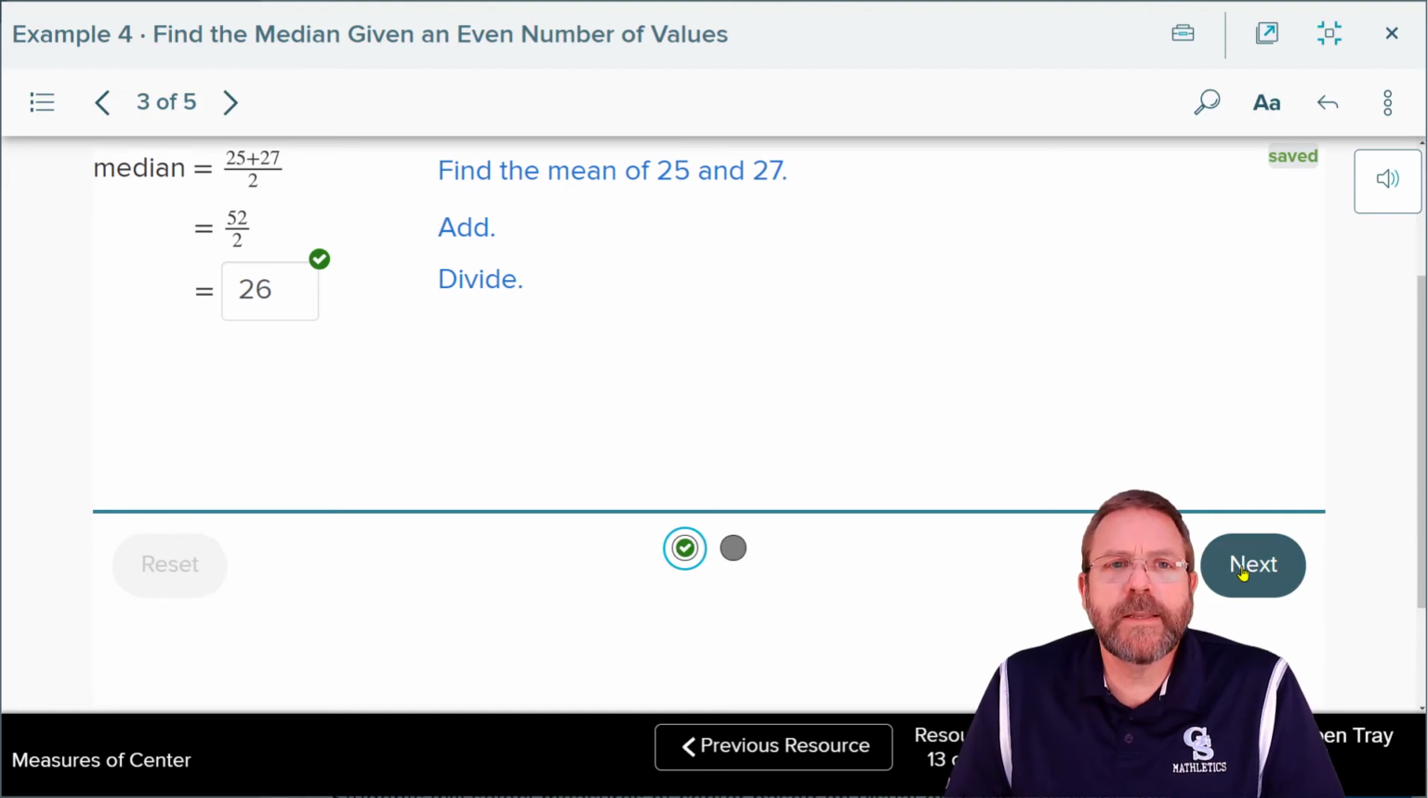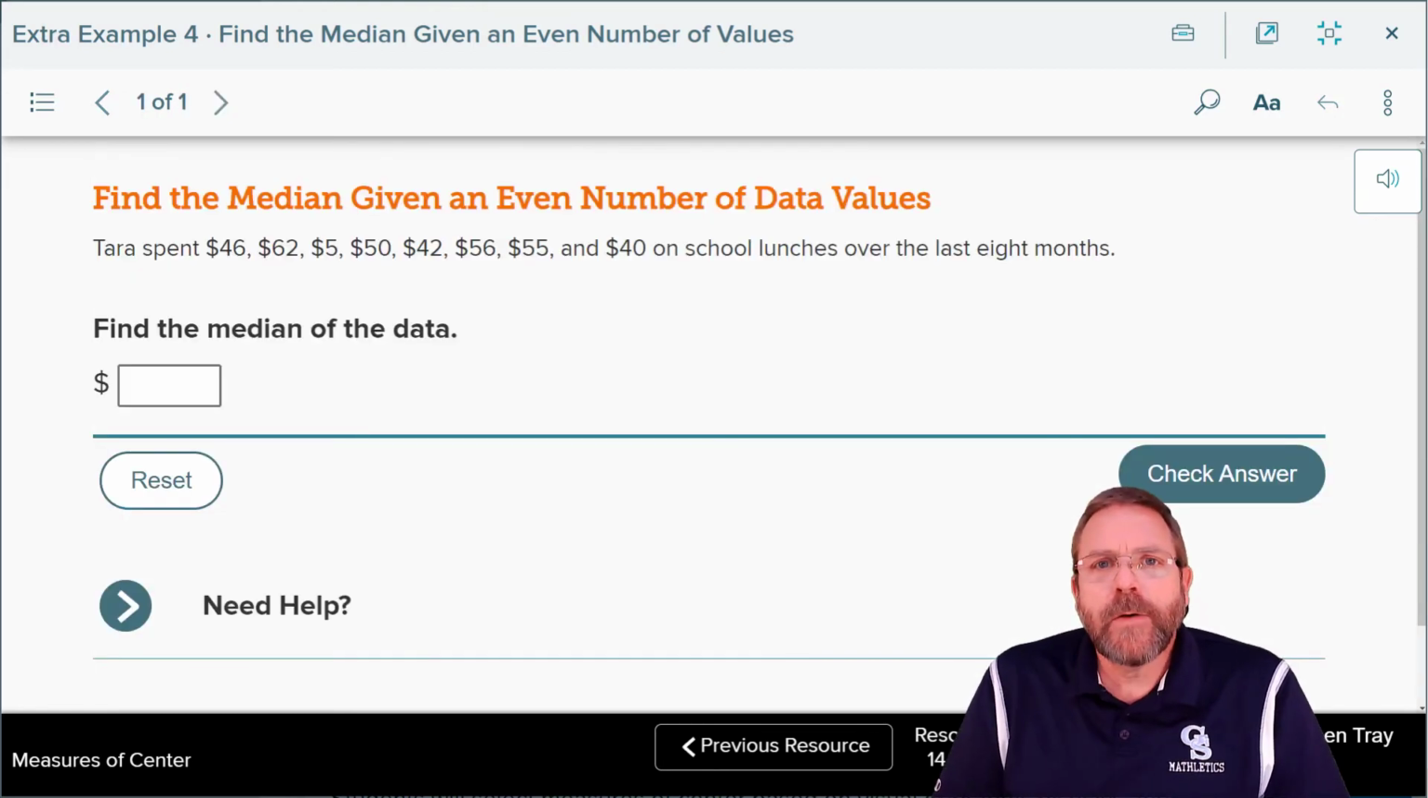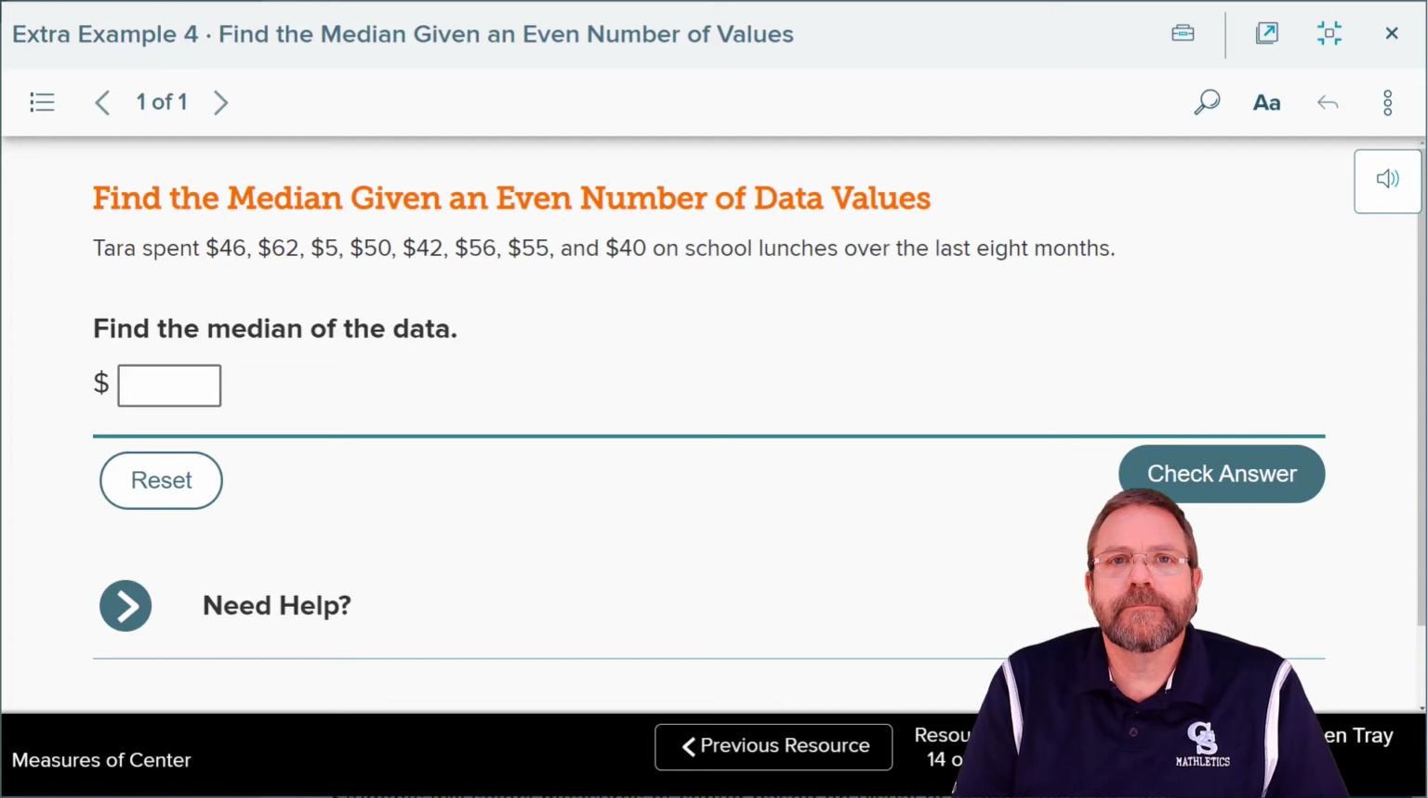It's really that easy to solve these problems. Now it's going to be your turn. Pause the video, work our last problem, extra example 2, and see if you can find the right answer.